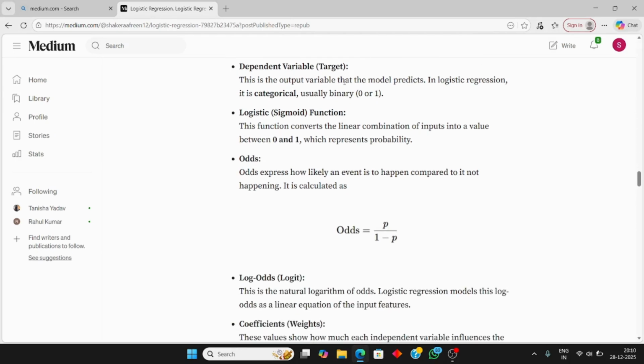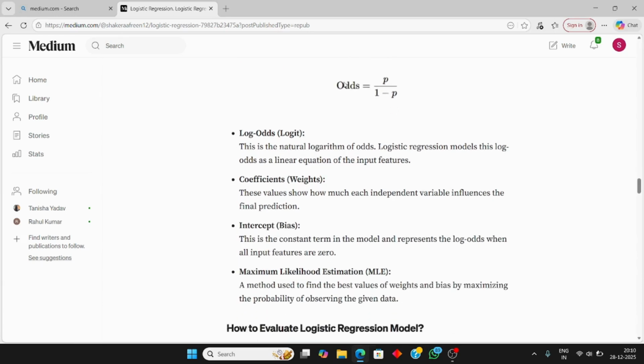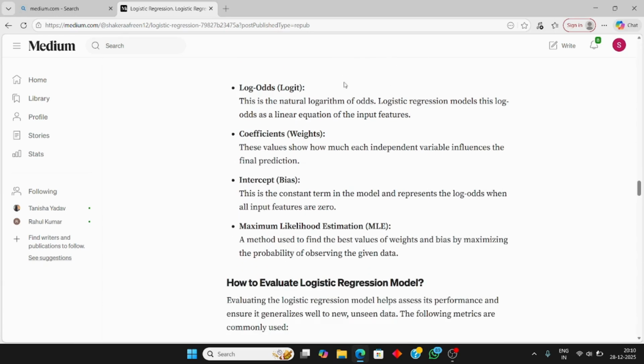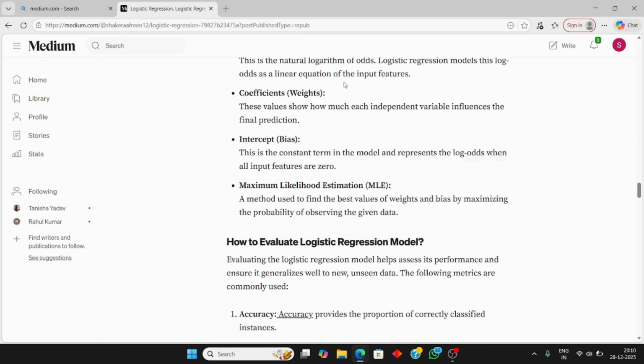The third is logistic, the sigmoid function that converts the linear combination of outputs into values between 0 and 1. Then we have odds, log odds, and coefficients, which are the weights. These are the values that show how much each independent variable, each input variable, influences our final output.